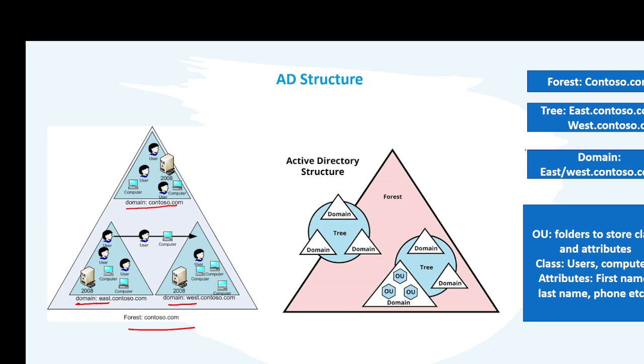Look at this picture. Organization is the forest. Organization name is the forest. Tata is a forest. Tata has got multiple businesses. Steel is a domain, power is a domain, consultancy is a domain. Altogether we call it a forest.